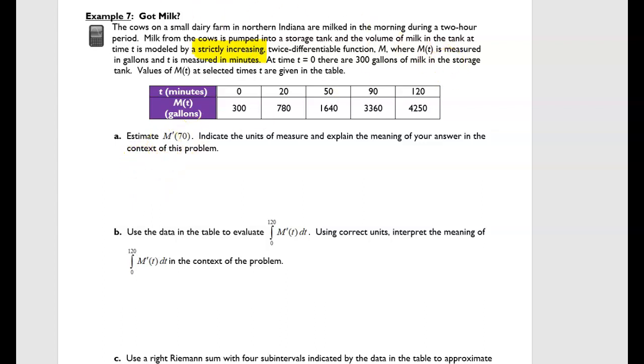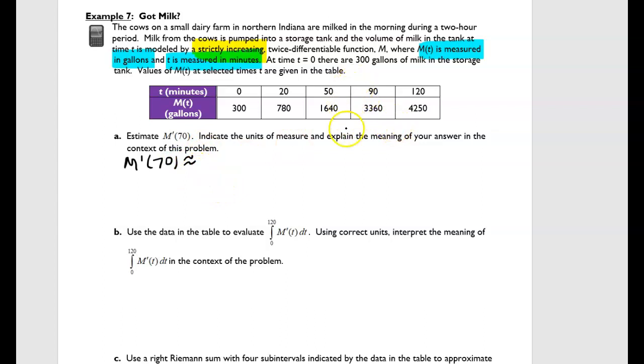M is measured in gallons, and t is measured in minutes. We'll keep that in mind. And at time t equals 0, there's 300 gallons of milk. We have a table of values for m of t. Part A asks us to estimate m prime of 70, and we'll use units of measure here, and then also explain the context. So if I'm given a table of values and it's asking me to estimate a derivative, remember that's slope. So I'm estimating using slope, or also you can think of it as average rate of change.